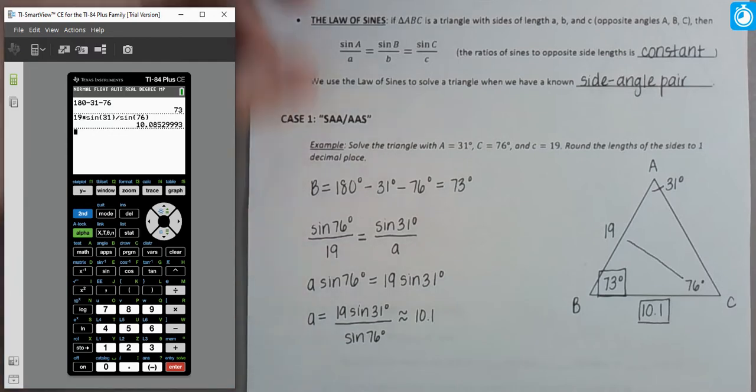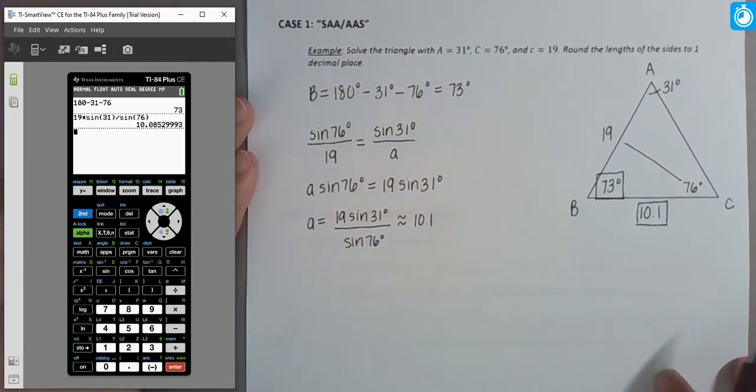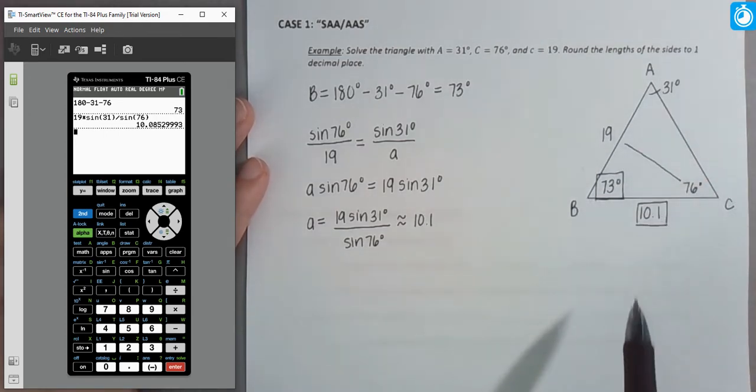Now, in terms of solving for side B, you may be looking at this and thinking, well, I've got two sides, I can use the Pythagorean theorem. You cannot use the Pythagorean theorem here. Why can't you? This is not a right triangle. The Pythagorean theorem only applies to a triangle that contains a right angle. So because this triangle doesn't contain a right angle, the Pythagorean theorem doesn't actually apply to it.